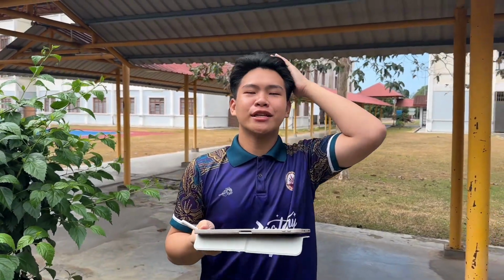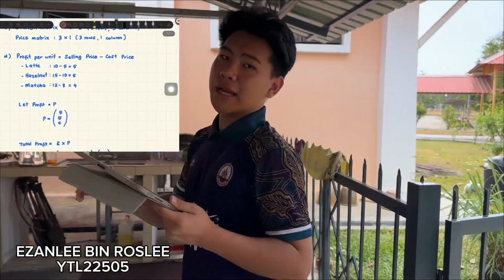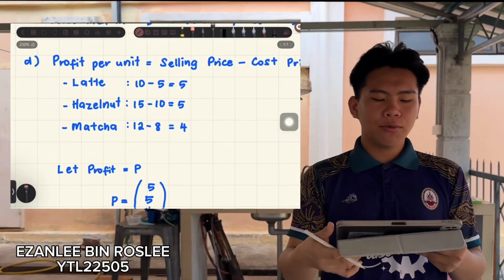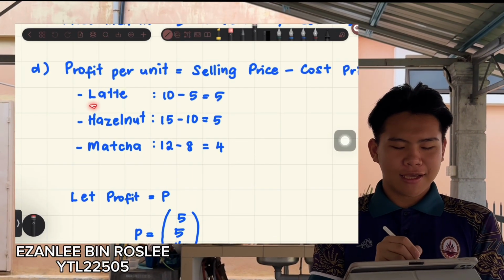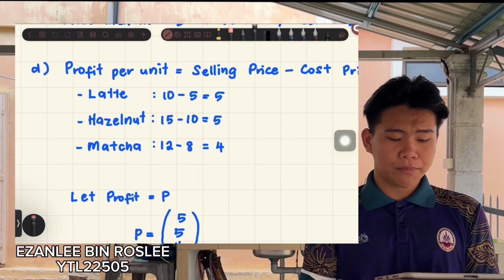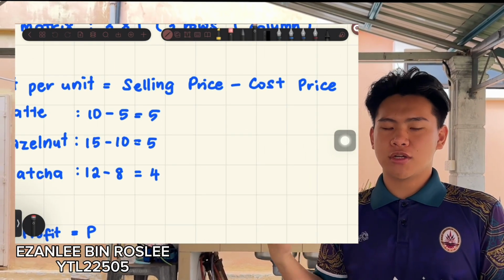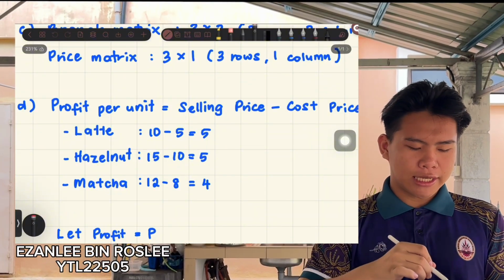Hi everyone. For the next question, question 2, we have to calculate the total profit for each branch. Firstly, we have to calculate the profit per unit, or the profit per drink that they sell. They sell 3 types of drinks, which are latte, hazelnut, and matcha. We can calculate it using the formula selling price subtracted by cost price, so we will get the profit for each drink.